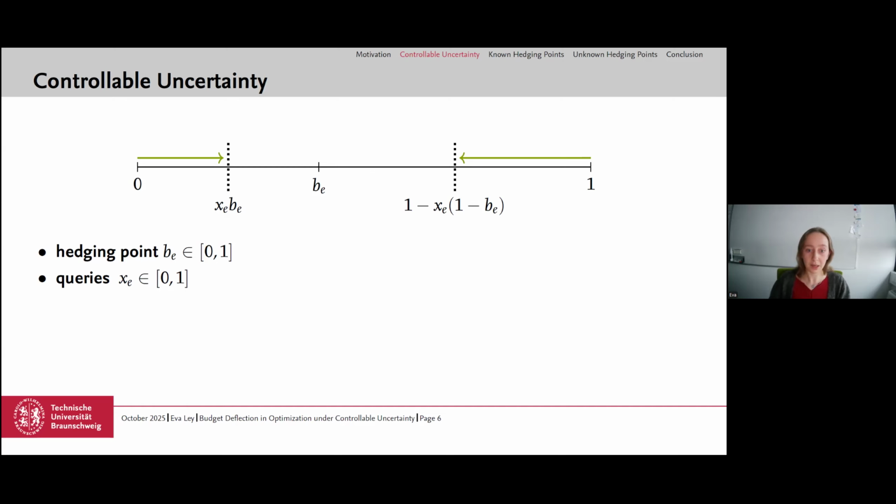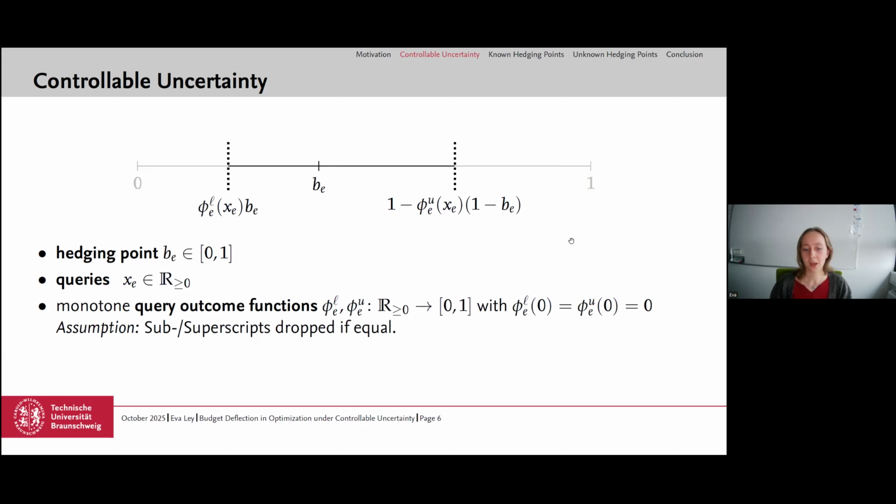Now, still, we here assume a linear dependence of the query to the uncertainty reduction. So this is still maybe a too strict assumption. So we now want to introduce some query outcome functions such that the queries can have arbitrary dependency with the reduction. And this also might be different for the lower bound and the upper bound. So I introduce these query outcome functions phi_e^l and phi_e^u. But obviously, they can be equal, and I will just drop the superscripts if they are equal. Now, for these query outcome functions, we have the assumption that they map into the 0-1 interval. And then we add some further assumption that, depending on the setting, we will just get without loss of generality that they're monotone. And that if we don't query anything, then the query outcome function should also be 0.